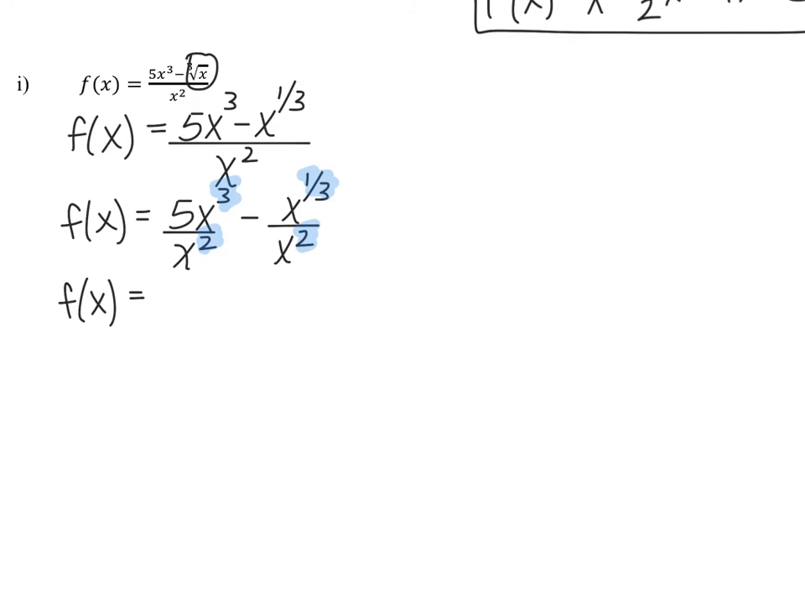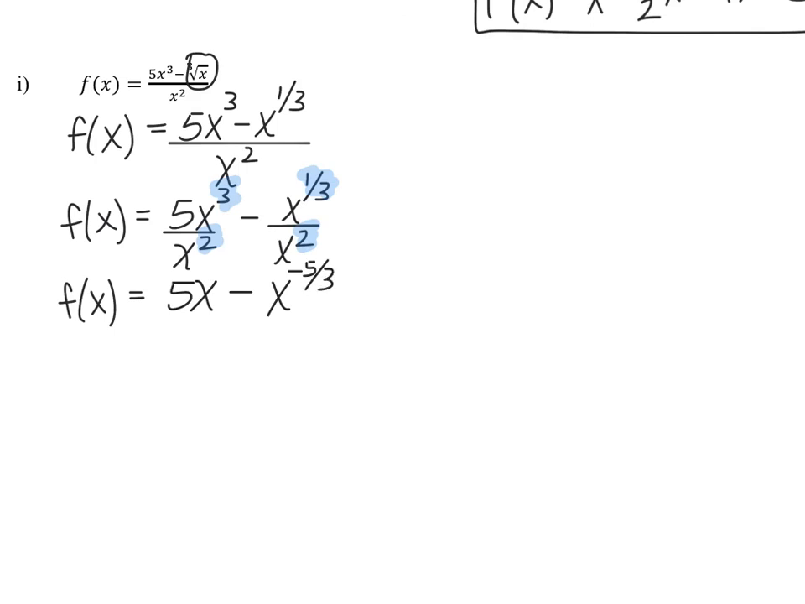So 5x cubed divided by x squared is just going to give us 5x to the 1st power, minus, here we have x to the 1/3, dividing by x squared, so we're going to subtract our exponents, 1/3 minus 2. So just be careful so you don't make some sort of a silly computation error, especially with the fractions and the negatives. So 1/3 minus 6/3 leaves us with x to the negative 5/3. So this will simplify to be x to the negative 5/3 power.